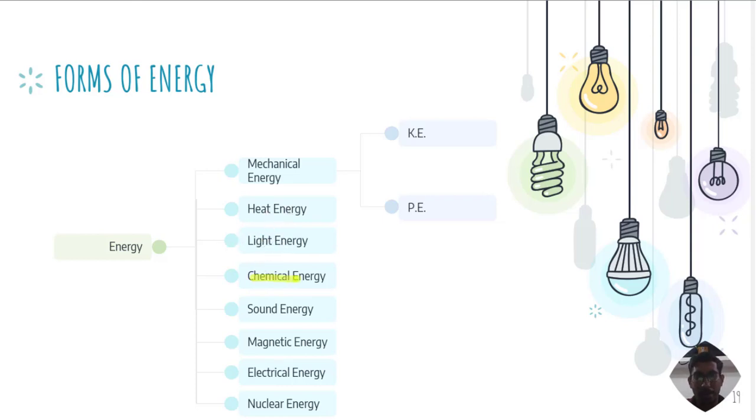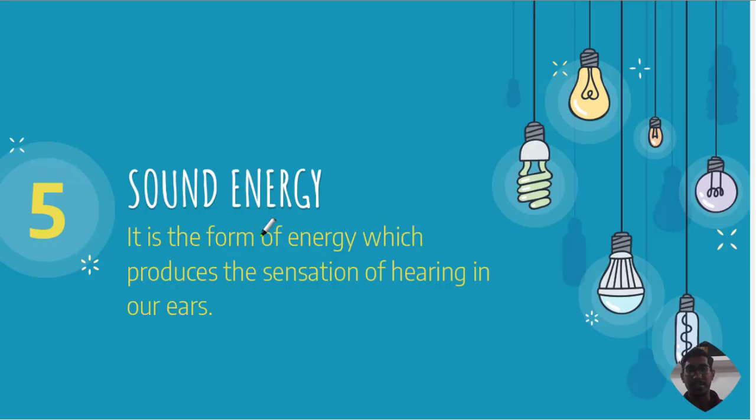Now that we know what chemical energy is, light energy is, heat energy is, mechanical energy is, we will look at the next one, which is sound energy. This is the fifth on our list. How do you think sound energy is produced? It is produced with the help of vibration. Remember, last class I told you, put your hand in front of the speakers that you have at home and you'll feel something. Those are the vibrations that are causing the molecules present in the air to vibrate as well, and we feel it in our hands. And this energy produces the sensation of hearing in our ears.